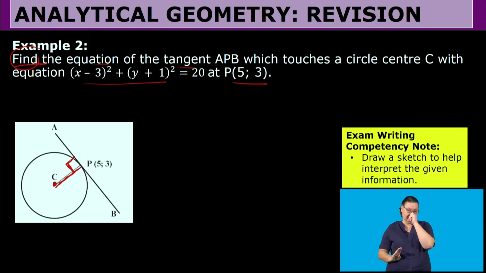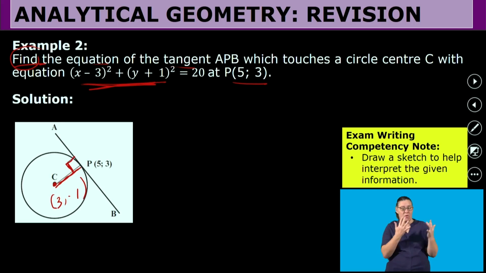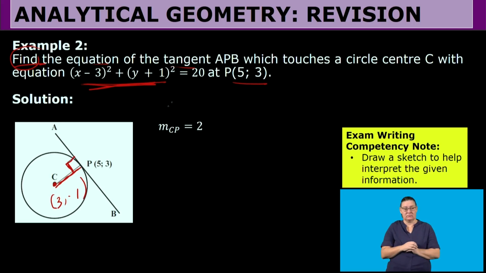We know that the center of the circle C is 3 and -1. I'm reading that off from the given information. So therefore, if I work out now the gradient of CP, just using your gradient formula, it's going to be 3 minus -1, so that's 4, divided by 5 minus 3, which is 2. You get the gradient of CP is 2.